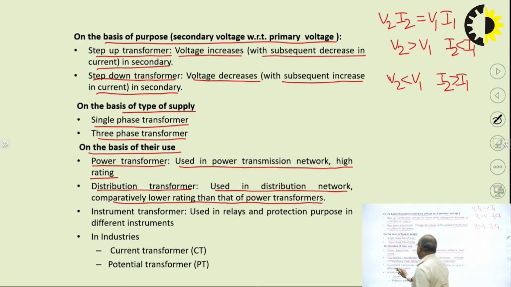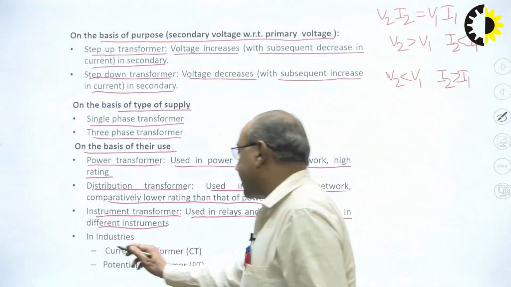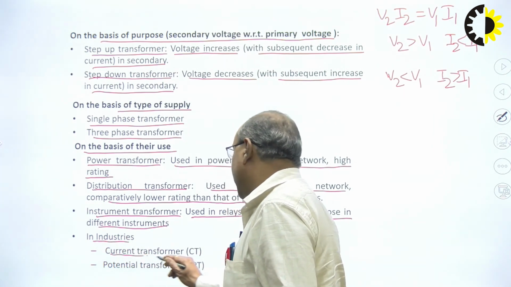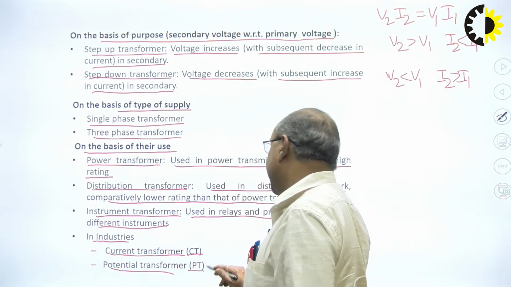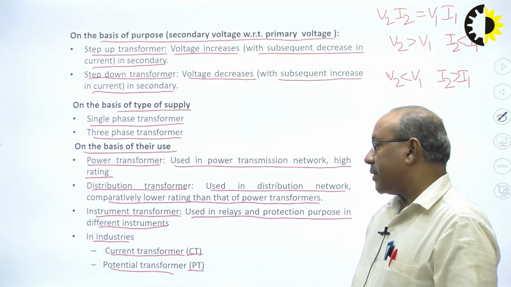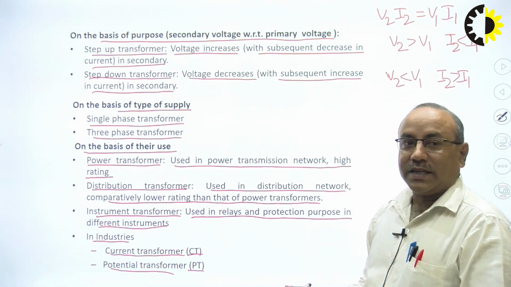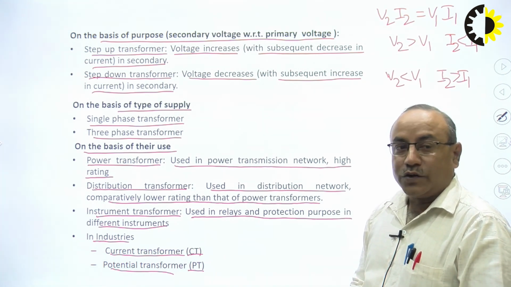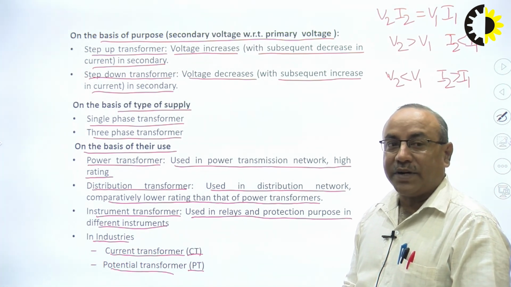Other than that, we have instrument transformers. These are used in relays and protection purposes in different instruments. At that time they are also known as protective transformers. In industry we use the current transformer, known as CT in short, and the potential transformer, known as PT in short. These are also known as instrument transformers. The current transformer is used for measuring high current, just like an ammeter for measurement of current. That is why it is also known as an instrument transformer.